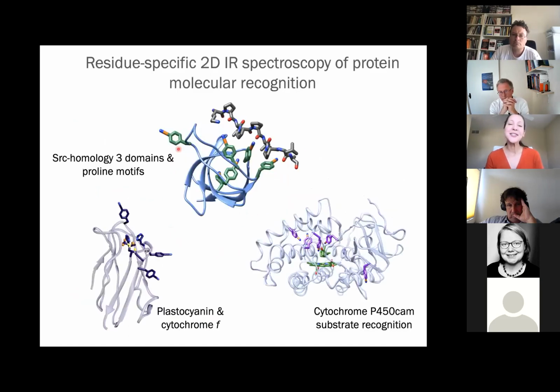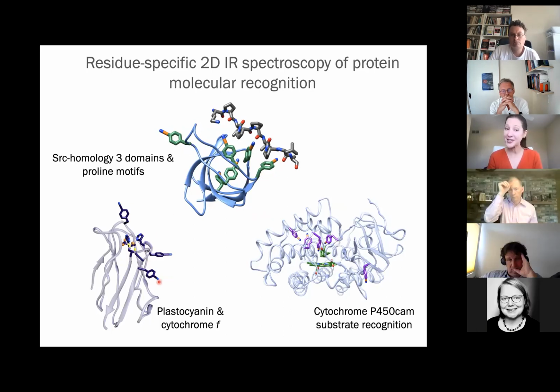So with that, I hopefully showed you how we've been able to employ site-specific 2D-IR spectroscopy to get a kind of global read of how dynamics are impacted by molecular recognition in the context of 3 different systems.